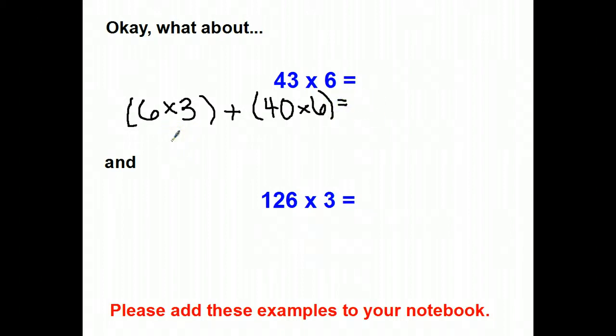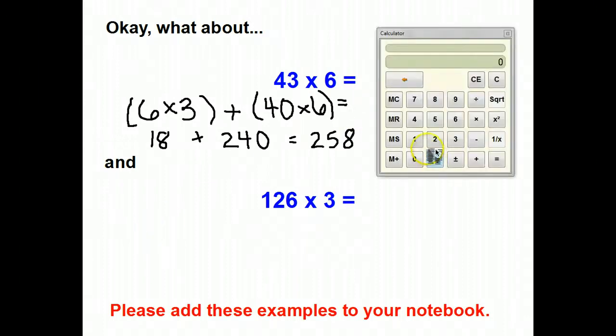Now let's put the parts together. 6 times 3 is 18, plus, well, 6 times 4 is 24. So 6 times 40, we put that 0 on the end, makes it 240. And when I'm all done, I get 18 plus 240, which will give me 258. Now let's check it just to be sure. All right, let's take 43, multiply that by 6. There we are, 258.